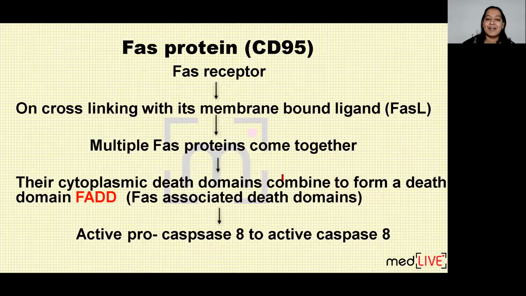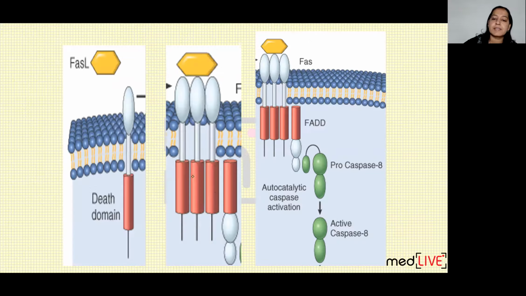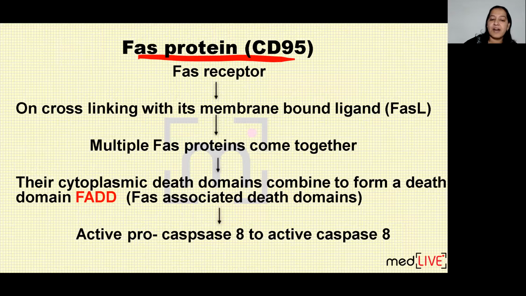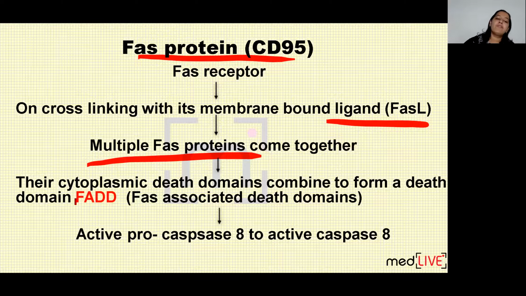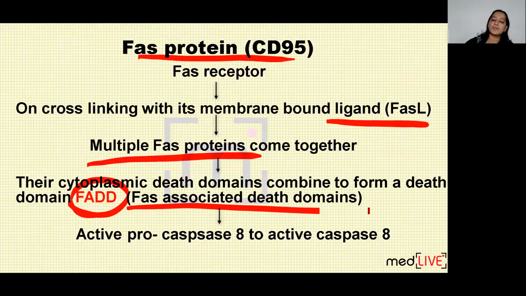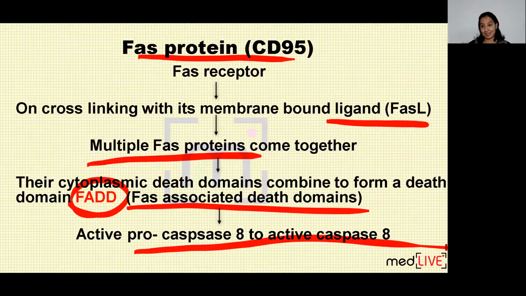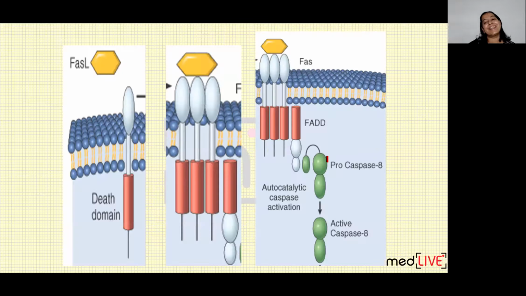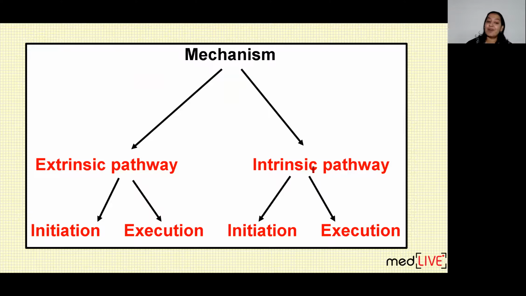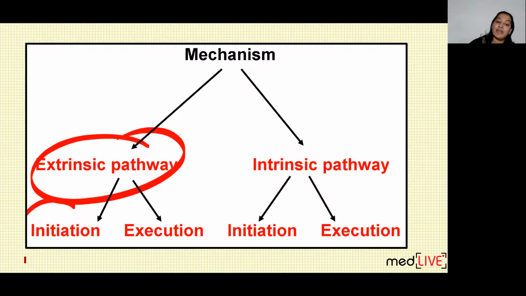Correct? So here, this is the Fas receptor CD95. Whenever Fas ligand comes and binds with it, multiple Fas proteins come together. They will form a domain known as Fas associated death domain, due to which procaspase 8 will convert into caspase 8. I will continue the story in the execution phase. So the initiation phase of the extrinsic pathway is already over.